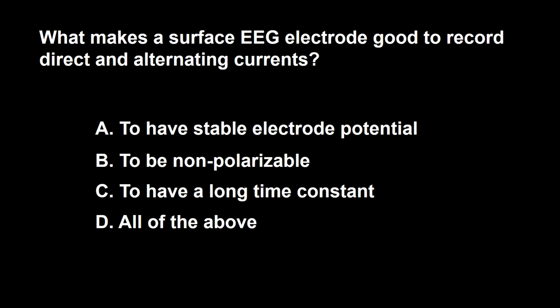Next question: what makes a surface EEG electrode good to record direct and alternating currents? A. To have a stable electrode potential. B. To be non-polarizable. C. To have a long time constant. D. All of the above. EEG tracing, when recorded by a good EEG machine, will differ if the surface electrodes are good or bad.